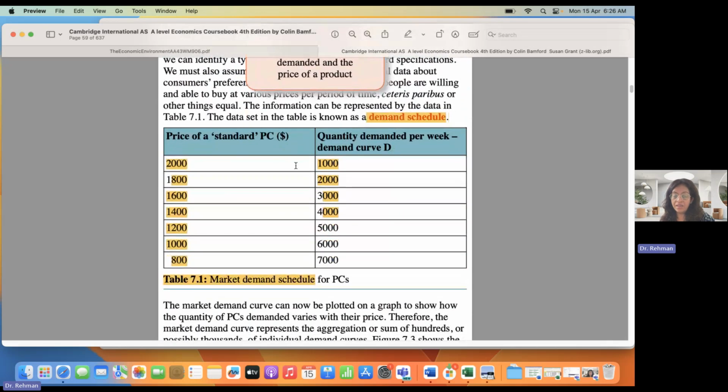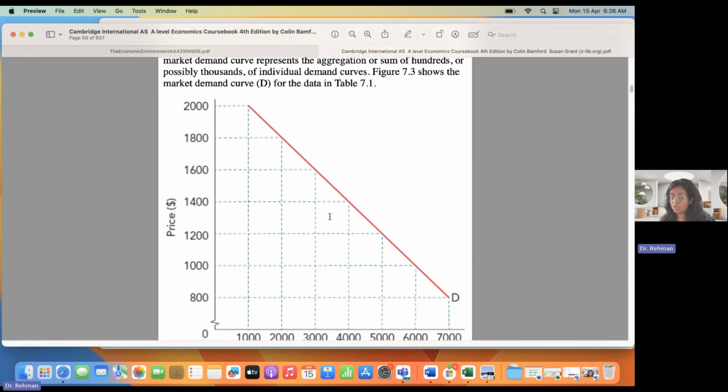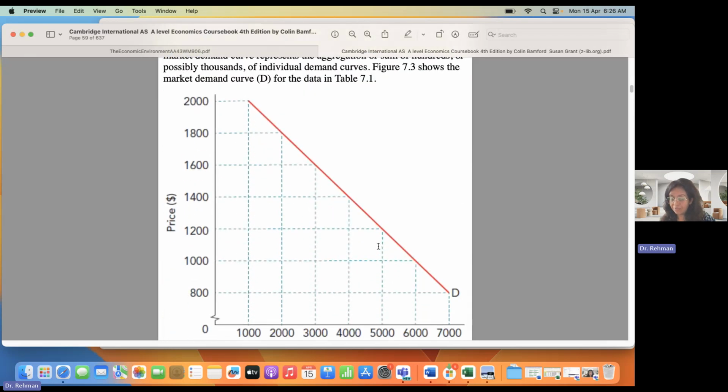When we make a simple table showing the relationship between price and the quantity demanded, this is called the demand schedule. Okay, it's called a demand schedule. Next, when we plot it on a graph, it is called a demand curve. This is called the demand curve.